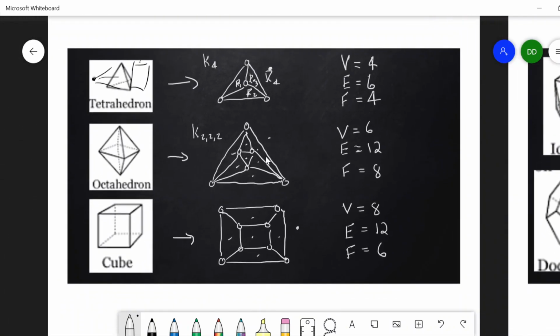Notice that each one of these graphs that I got from the polyhedra, I could draw them with no two edges crossing. So not every graph has this property, right? Not every graph has this property that I can draw it with no edges crossing. But any graph I get from one of these polyhedra has that property. They're all what are called planar graphs. We'll talk more about that in the next video. I'll see you there.